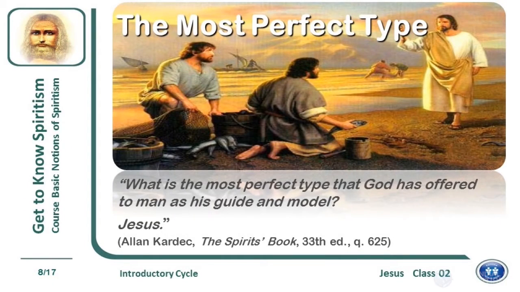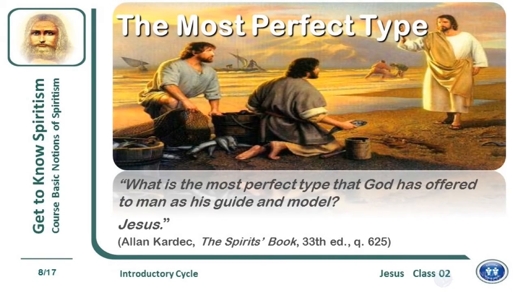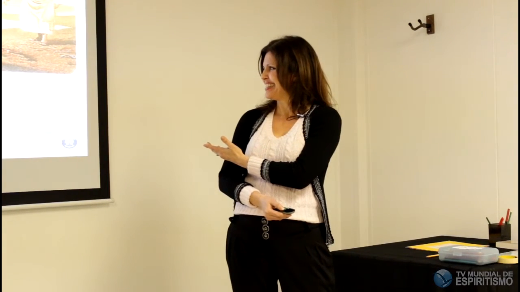The most perfect type. Allan Kardec, in The Spirits' Book, asks the spirits this important question. All the other questions are important, of course, but this one is remarkable for us. What is the most perfect type that God has offered to man as his guiding model? Allan Kardec wanted to know: if we would choose someone, who could we choose? Do we have someone that we could follow as our model, as our guide? And the answer: Jesus. Jesus is this model that will change our lives. Let's remember that if we don't know what to do, if we are in doubt, where should I go, how should I act, should I follow a guide? We have the answer in The Spirits' Book. Jesus is our guide.